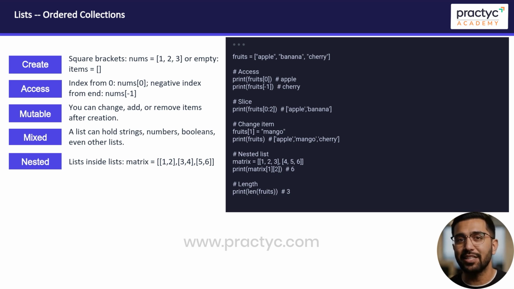Lists can contain mixed types, including other lists, as seen in nested lists like matrix equal to a 2 by 2 list 1, 2, 3, 4. Access elements using indices, with negative indices accessing from the end.